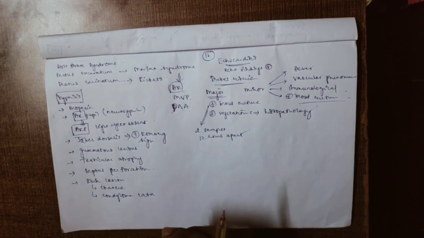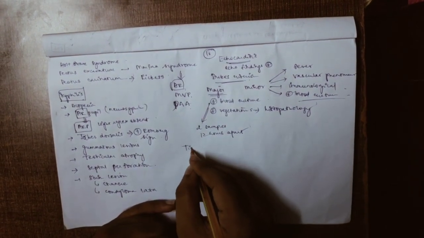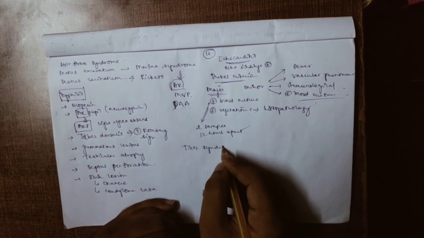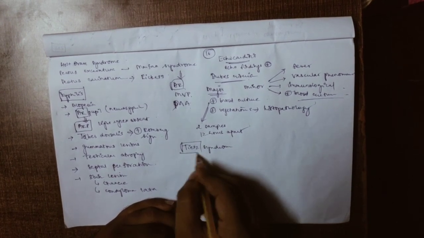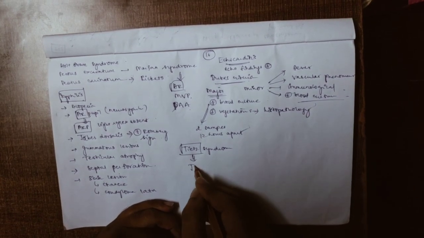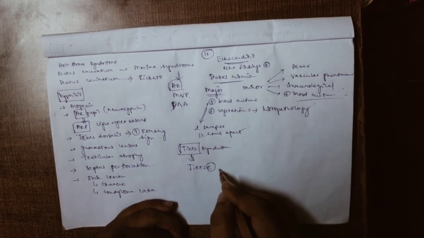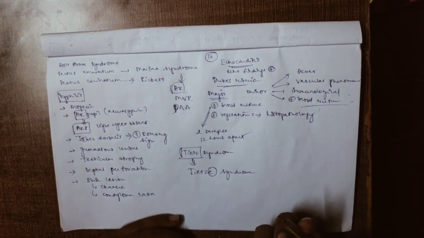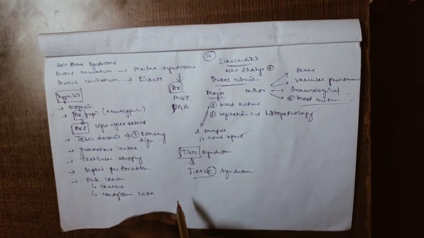I would like to apologize for some changes in my previous video, where I told about Tietze syndrome, which is costochondritis. Actually, it isn't Tietze syndrome, it is TIETZE, Tietze syndrome. The E should be joined. This Tietze syndrome is an entirely different thing, but this is costochondritis.